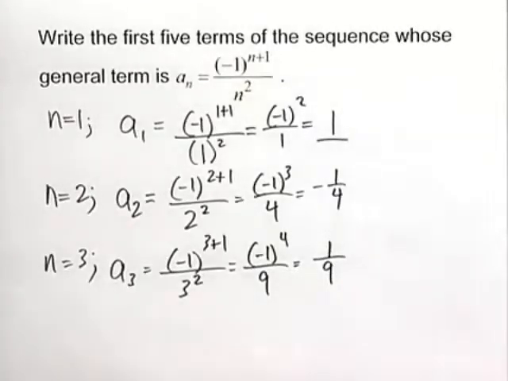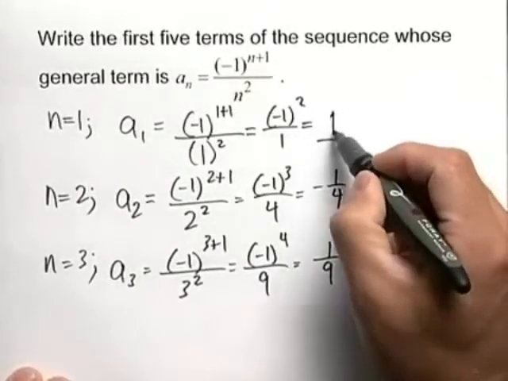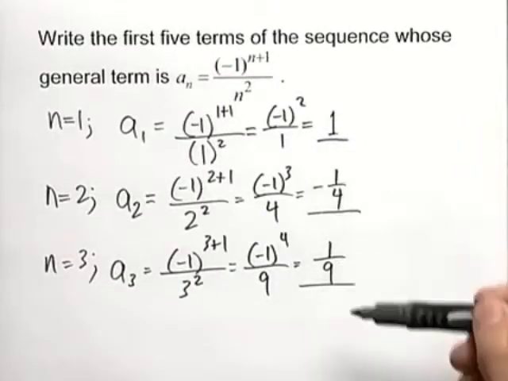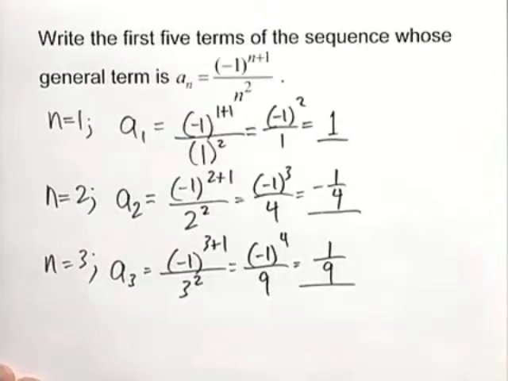And now we can look at the signs a little bit. Our first term was a positive 1. Our second term was a -1/4. Our third term is a positive 1/9. This is a nice example of an alternating sequence, where we go positive, negative, and so on and so forth.